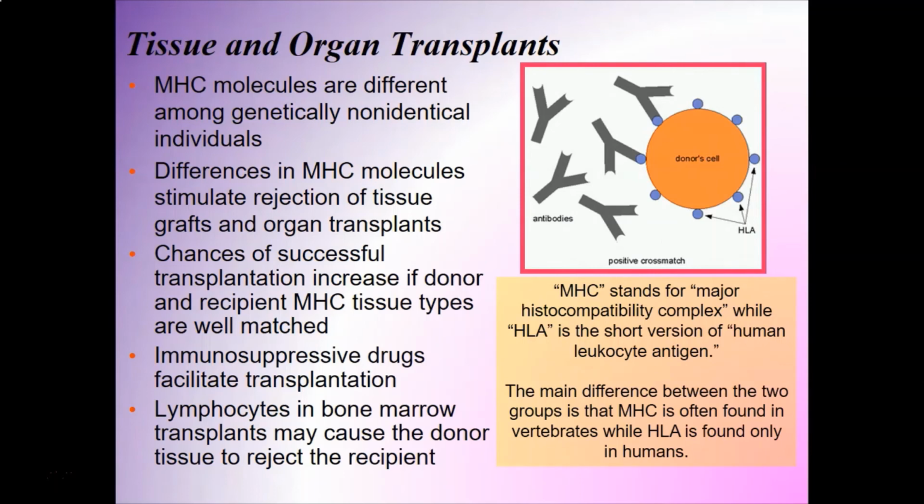And lymphocytes and bone marrow transplants may cause the donor tissue to reject the recipient. So, could be scary. And like I said, MHC, we also have HLA, which is short for human leukocyte antigen. Okay, and MHC is found in vertebrates, but HLA is only found in humans. So different ways to tissue type.